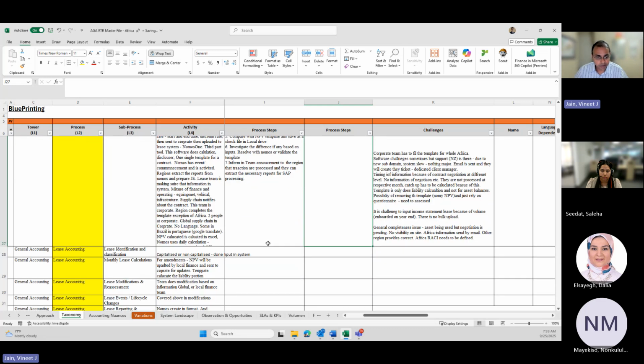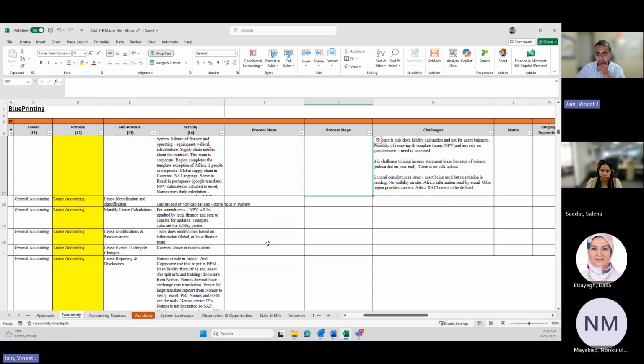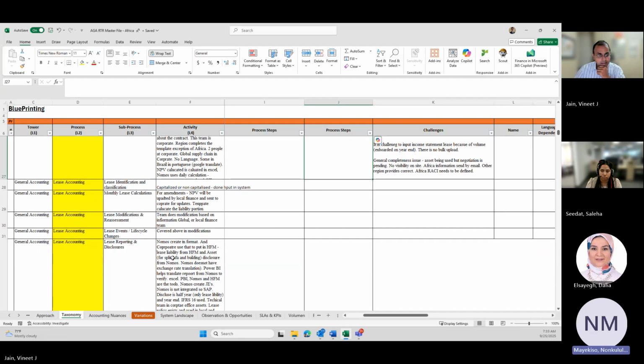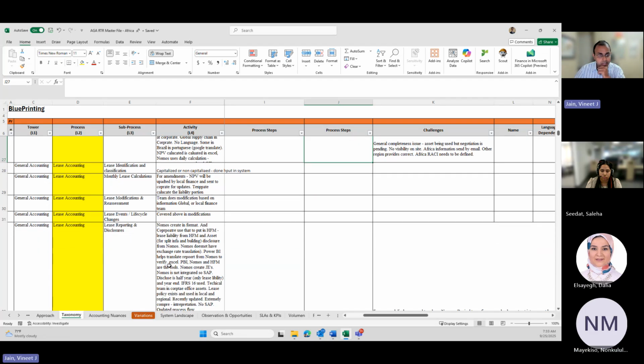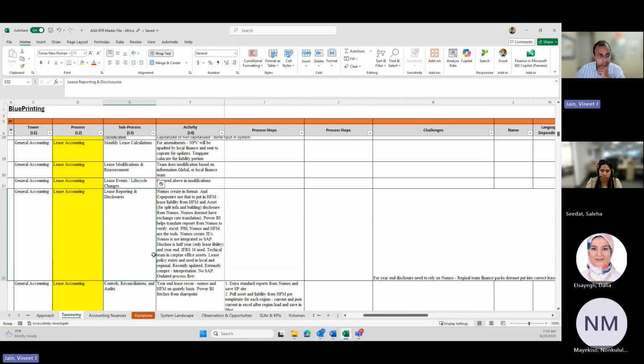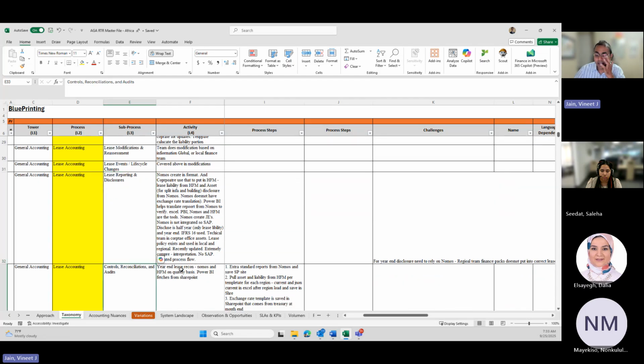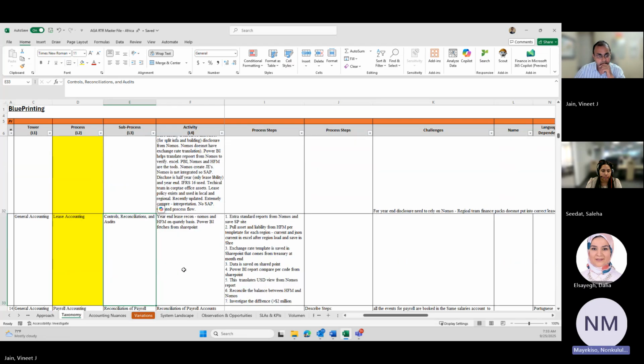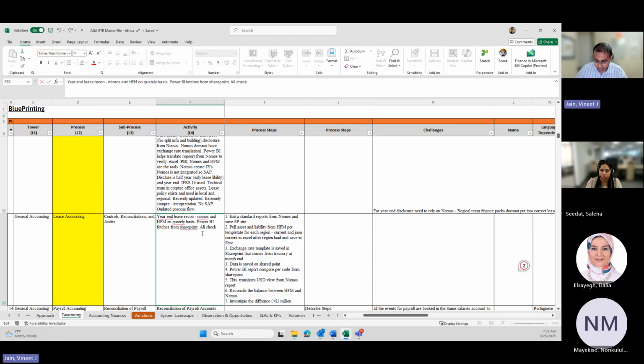Right. Did we miss anything in this? No, I think I've covered the process. So we have calculations, reporting, disclosures, controls, reconciliation. Are you supporting any audit work also? Yes, everything that we do, like the check files and the recons, is available for audit purposes. We keep that saved.